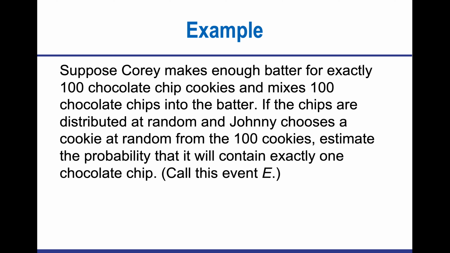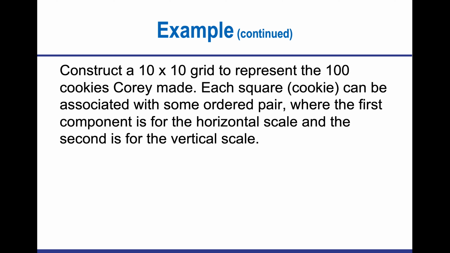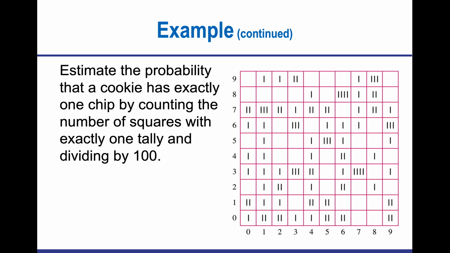Now, suppose Corey makes enough dough for 100 chocolate chip cookies and then mixes 100 chocolate chips into the batch. If the chips are distributed at random, meaning we're not spacing them out, and he chooses a cookie at random from the 100 cookies, I want to estimate the probability that it has exactly 1 chocolate chip. I would create a 10 by 10 grid to represent the 100 cookies he made. Each cookie can be associated with an ordered pair where the first component is the horizontal and the next is the vertical scale. I can use tally marks to divide up those chocolate chips, and I would see there are 34 out of 100 ways by counting the squares that have exactly 1 tally.